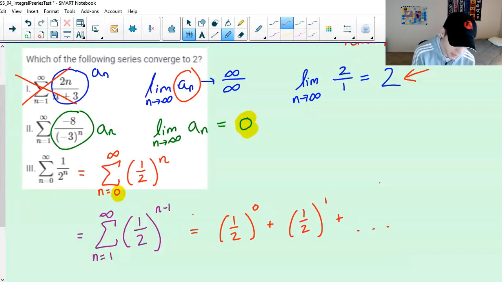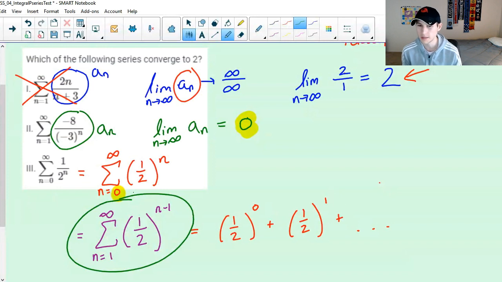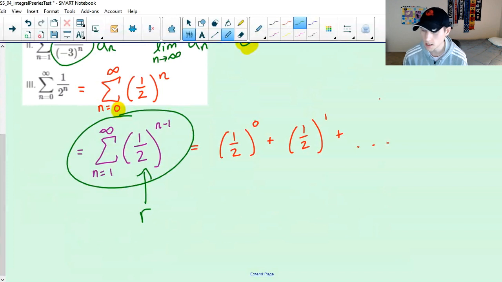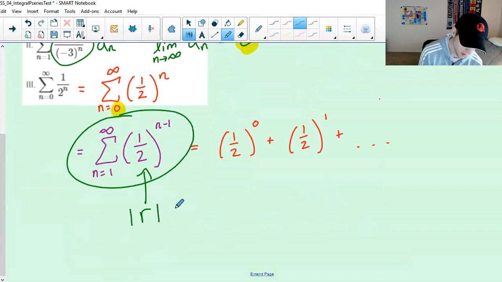Okay, so I've just manipulated it so that it looks like it's in the form of a geometric series. And for a geometric series, whatever's in the parentheses is my ratio, r. The absolute value of r, so the absolute value of 1/2 is 1/2, which is less than 1.